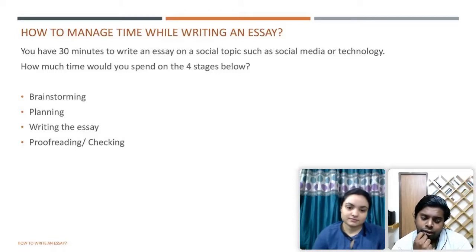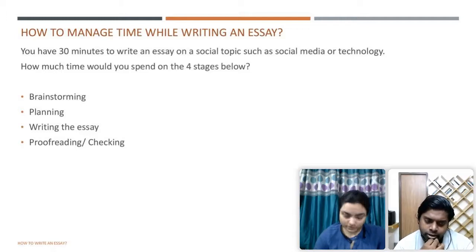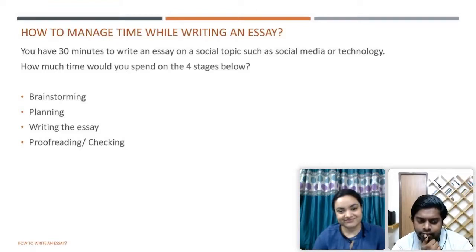For brainstorming, after what we have learned today, about 2 to 3 minutes. Planning again would be for 2 to 3 minutes. Writing the essay, the major chunk of time, about 20 minutes. And proofreading, I just do it fast.